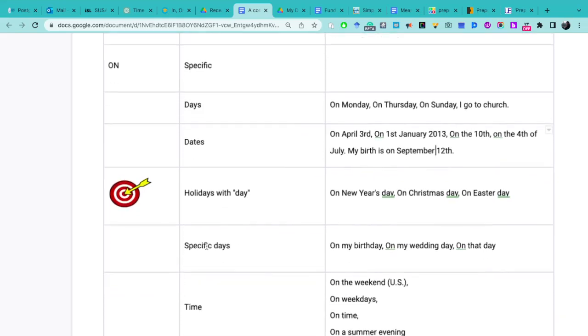With specific days, days that are important, days that are exclusive, we must use the preposition on. On my birthday is an important day. It's only for you. It's exclusive to you. So on my birthday, on my wedding, it's an important day. On that day, something happened. Something important happened on that day. So we also use on with the phrase that day.